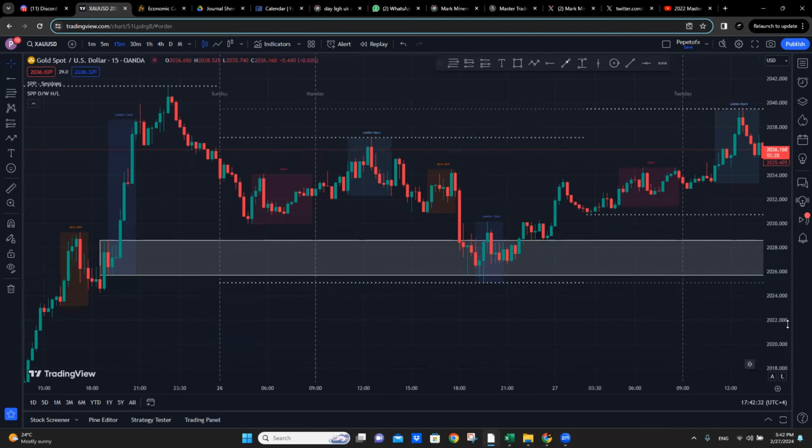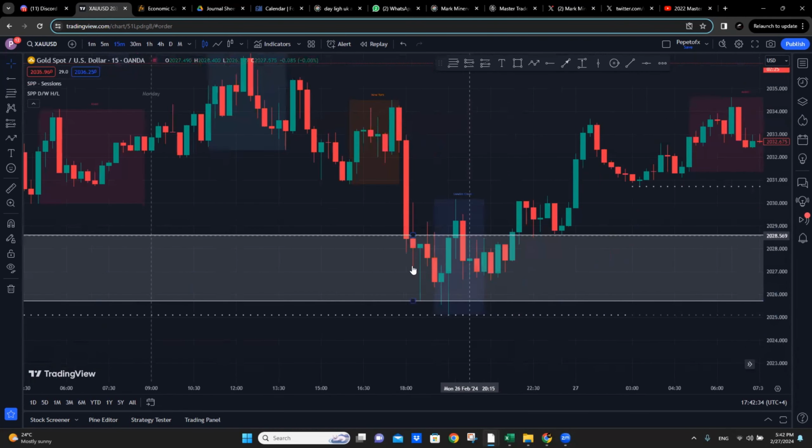Now, how to reduce that one? Very simple. You have to go for M1, M5.